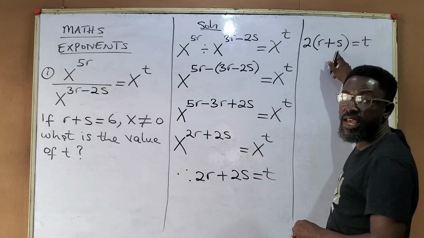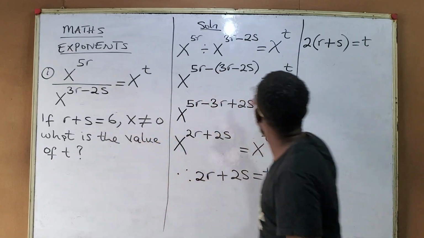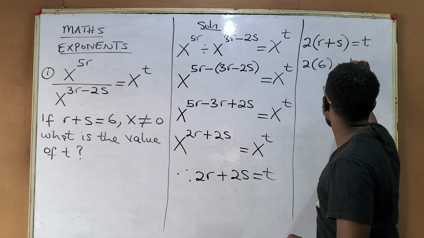So now r plus s has appeared, and we're told that r plus s is 6. So in place of r plus s now, I'll simply put 6, so 2 times 6 equals t.